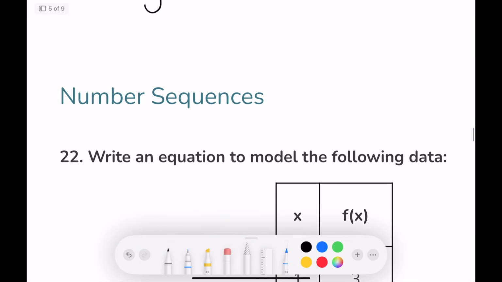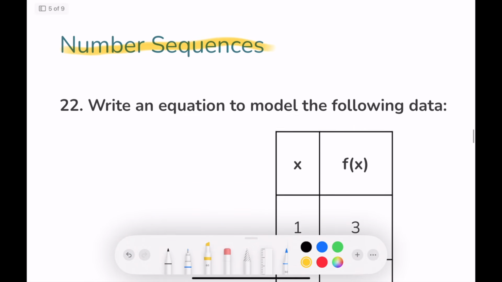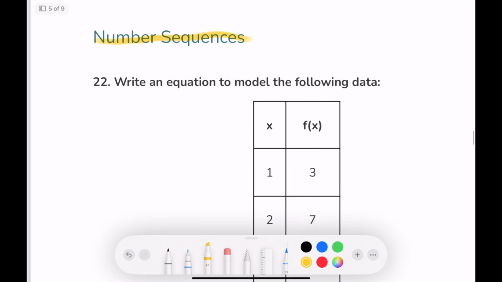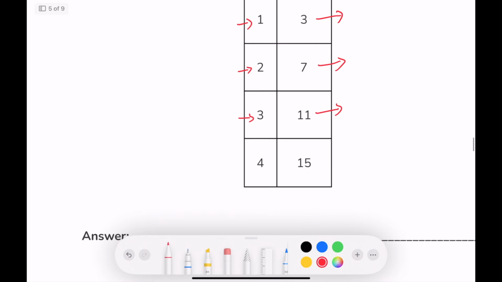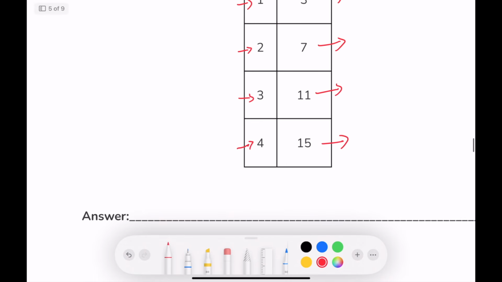All right. Number sequences. A sequence of numbers is a pattern, and we have this table. It's kind of like an input-output table where it looks to me like put 1 in, 3 goes out. Put 2 in, 7 goes out. Put 3 in, 11 goes out. Put 4 in, 15 goes out.